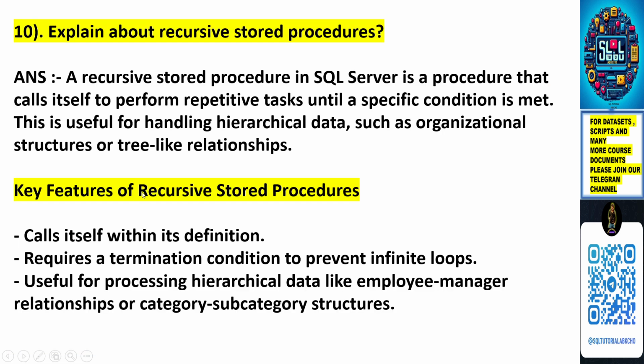Next is the last question of this particular set, the 10th question: explain recursive stored procedures. The answer is that a recursive stored procedure in SQL Server is a procedure that calls itself to perform repetitive tasks until a specific condition is met. This is useful for handling hierarchical data such as organizational structure or tree-like relationships, or the table that we have seen in our example, like the manager and employee relationship.